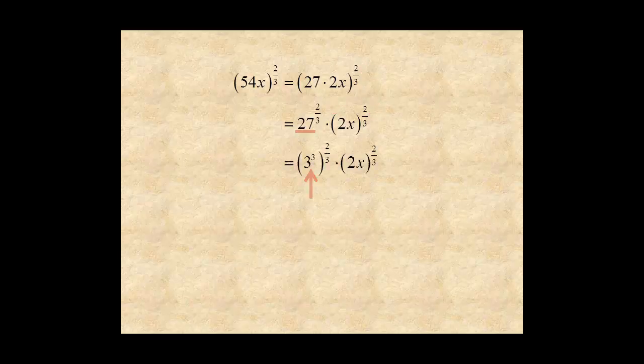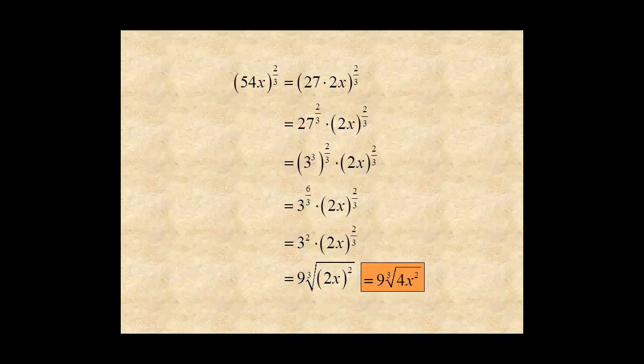Here's an example that's a little more interesting. Rewrite the radicand 54x as 27 times 2x. Then apply the exponent 2 over 3 to both factors. Next, rewrite 27 as 3 to the 3. Then multiply the exponents for 3 to the 6 over 3, which is 3 to the 2, and you have 9 times the 3rd root of 2x squared. Finally, square 2x, and the expression in radical form is 9 times the 3rd root of 4x squared.